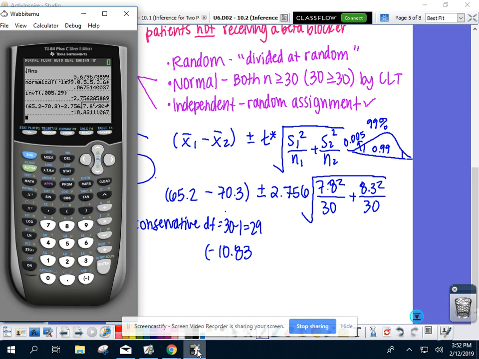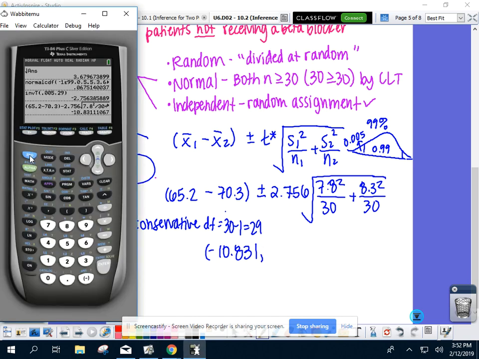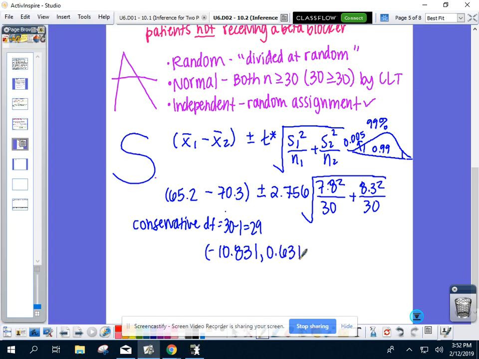I'll do 3 decimals, 10.831. And then I just hit second, enter, backspace, and change that minus before my t-star to a plus. That gets me my upper of 0.631, and that is my interval. All right, for the last S, I will just do my interpretation.